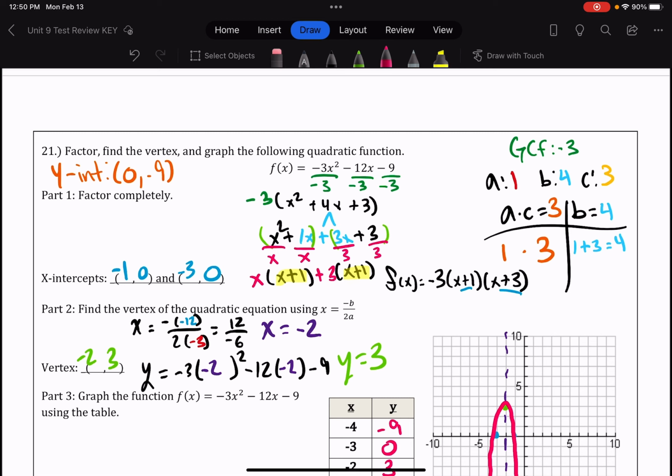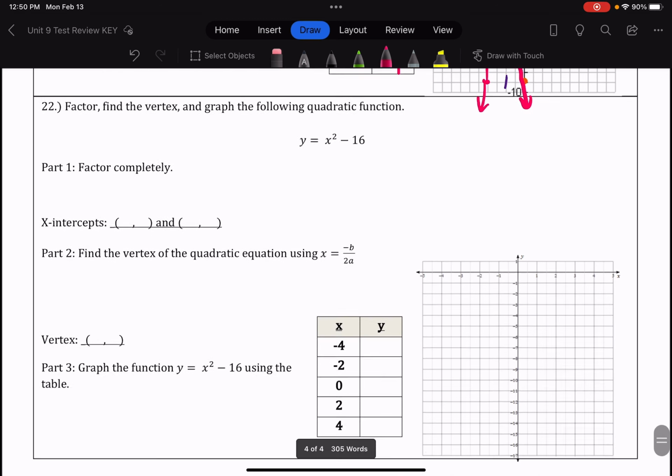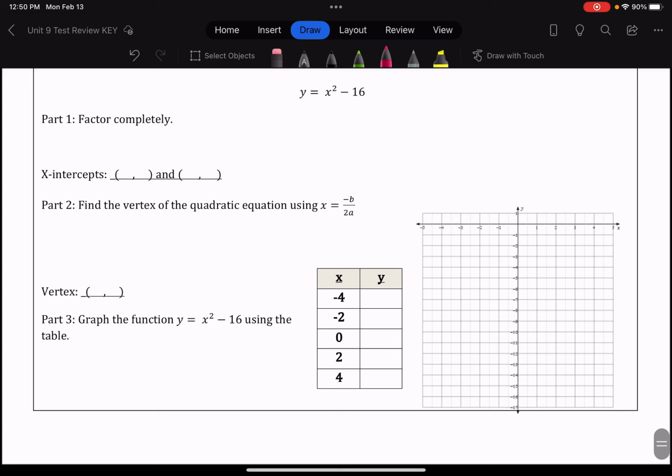Now we're going to go on to the second function, and you may hear some kids in the background here. I apologize. That was the release of the lunch bell.